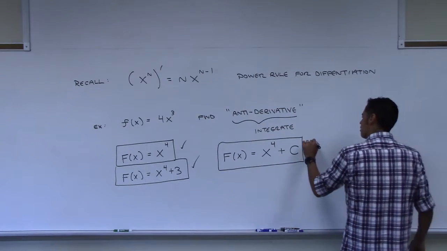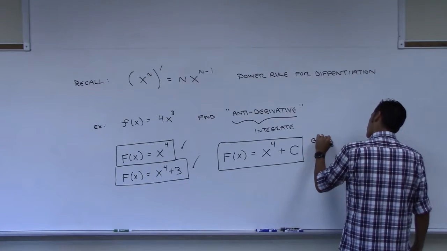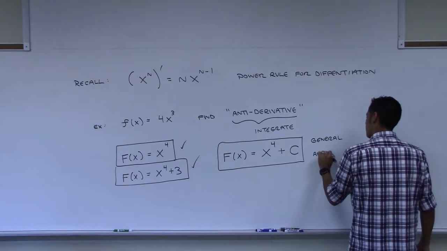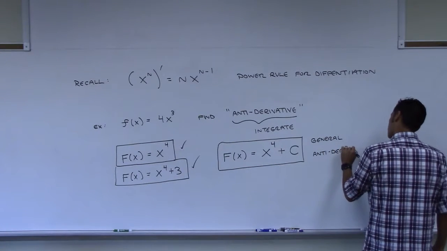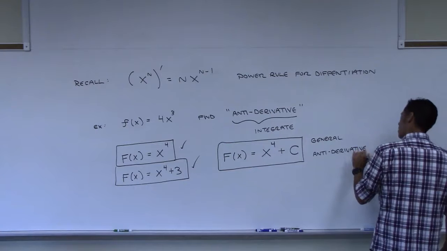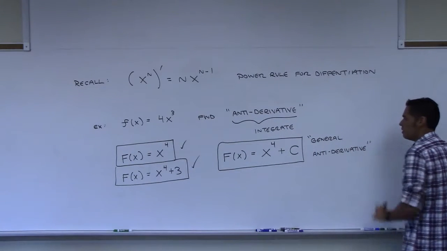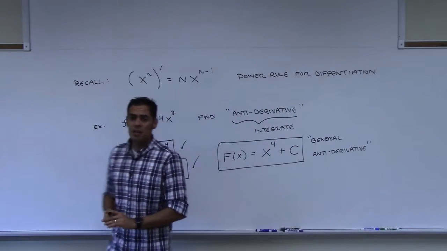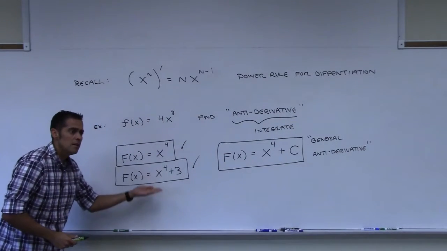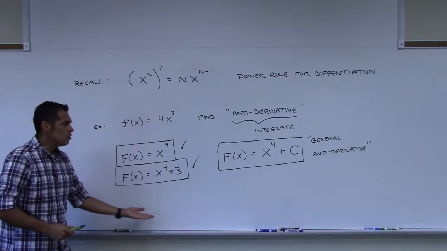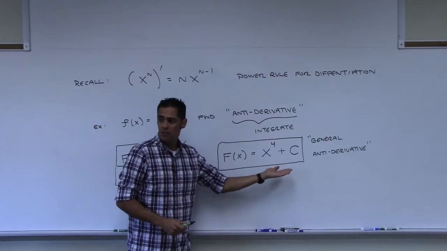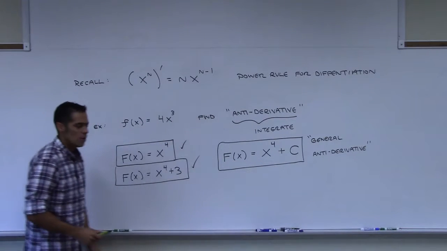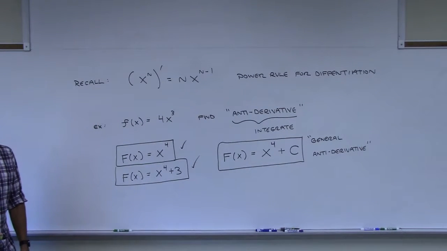So this right here is called the general antiderivative. Okay, that's the general antiderivative. So if somebody just gives you a function and asks you for the antiderivative, there are an infinite number of them. So what we do is we just write the general antiderivative that covers all of them. Right? This covers every one of them. Any questions on that?